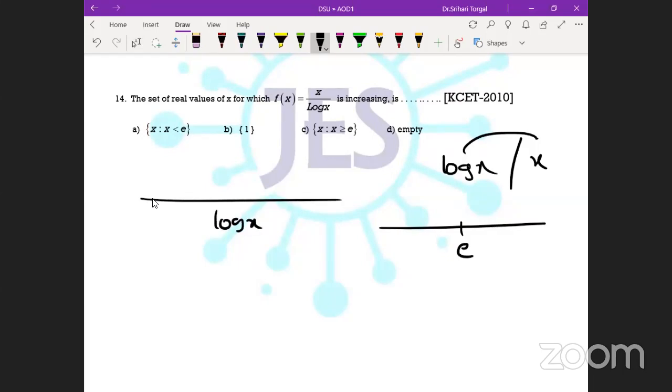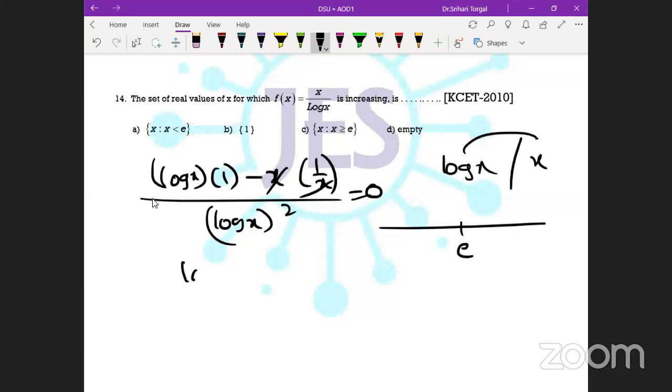Log x whole square in the denominator; in the numerator, log x as it is, x differentiation is 1, minus x into log x differentiation, which is 1 by x, which is equal to 0. Log x is equal to 1, x is equal to e. See here, right? So x equal to e.